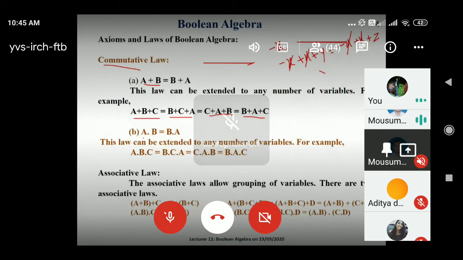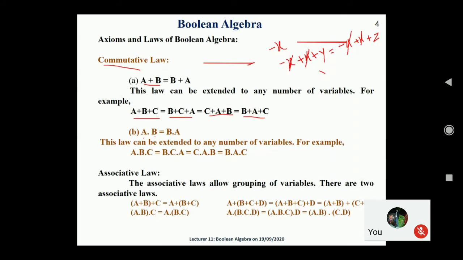So the next one is the commutative law for AND: A dot B can be written as B dot A also. And if you are using more than 2 variables, it is the same. The difference is that here we are using the plus operation, and here we are using the AND operation. So this type of law is called the commutative law.